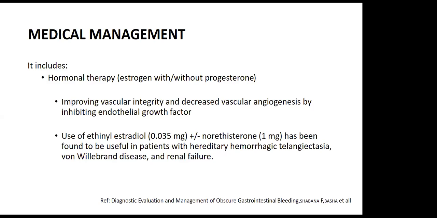And for the medical management, if all these radiological, surgical and endoscopic methods have failed, medical management has a little role. It includes hormonal therapies like estrogen with or without progesterone, which improve vascular integrity by decreasing vascular angiogenesis by inhibiting endothelial growth factor. So the use of ethinyl estradiol with or without norethisterone can be useful in some patients with hereditary hemorrhagic telangiectasias.